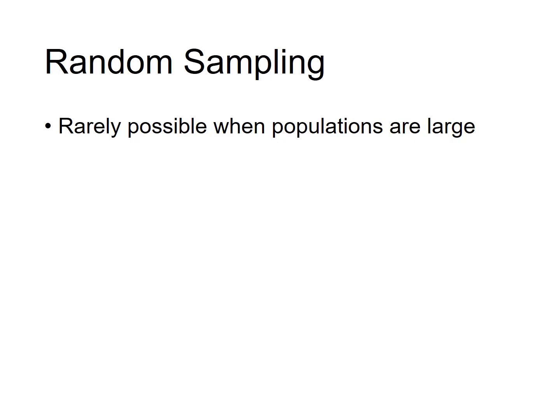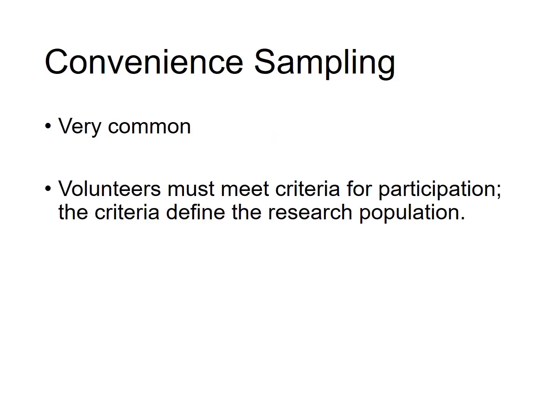You rarely know the identities of everyone in the research population. So even though simple random sampling sounds great and it's recommended, it is rarely possible. Researchers tend to rely on convenience sampling. So volunteers can be recruited and they just have to meet the criteria for participation in the research study.